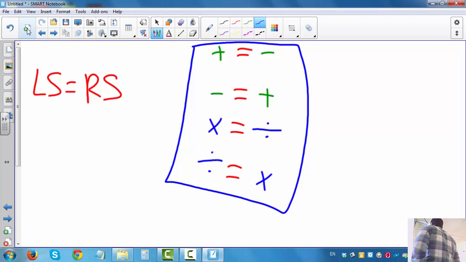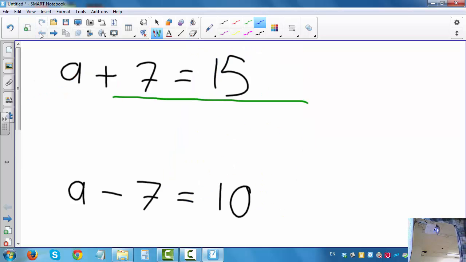So again, if you see addition and subtraction, send them to the other side of the equation and change the sign. But if you see any multiplication and division, do not look at the sign as it is, send it to the other side as division or multiplication. Now let me show you what I mean with this.